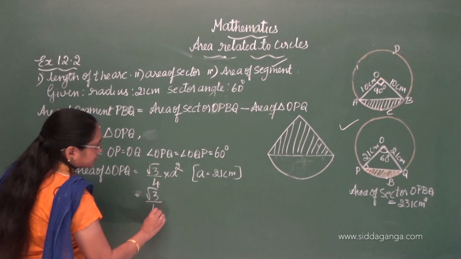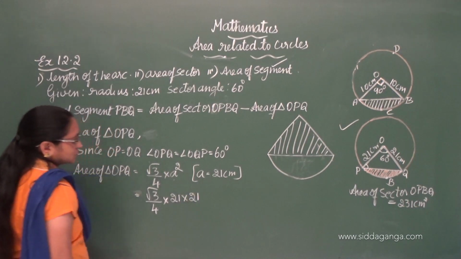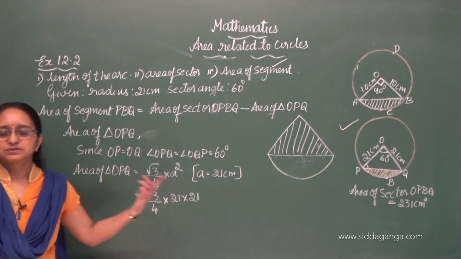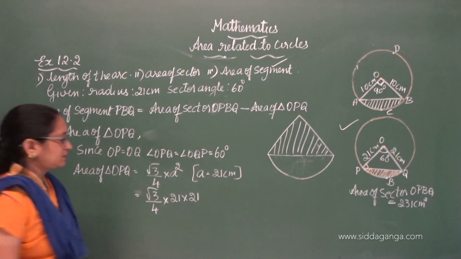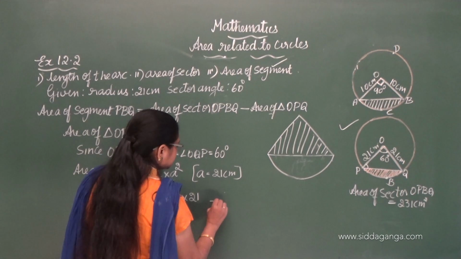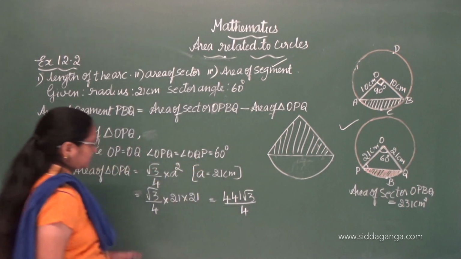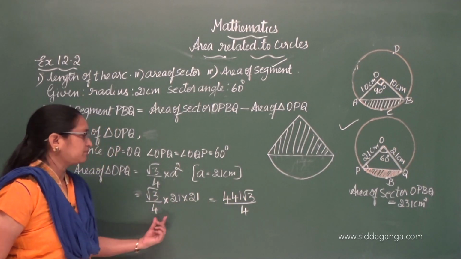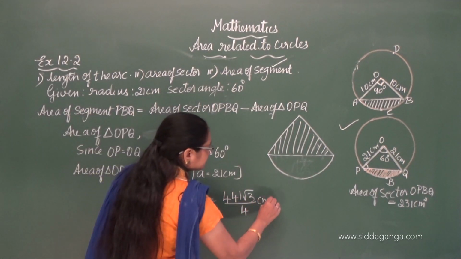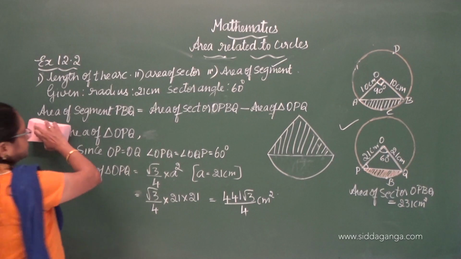Root 3 by 4 into a square, that is 21 into 21. So you all know the square of 21. What is the square of 21? 21 square is 441. So this will be equal to 441 root 3 by 4. 21 into 21 is 441, into root 3 by 4 centimeter square. Okay. Now, I will just do it here.